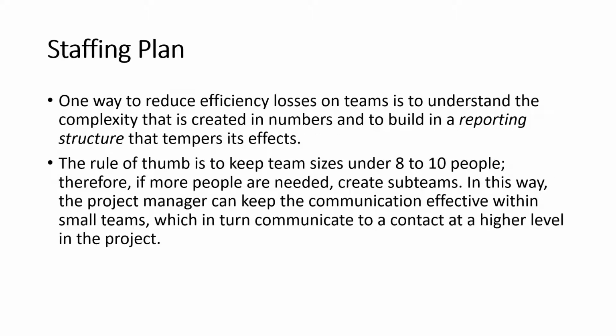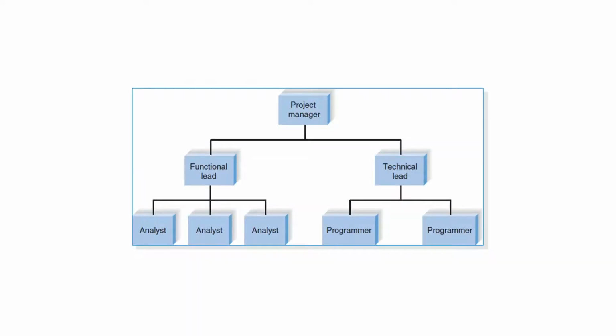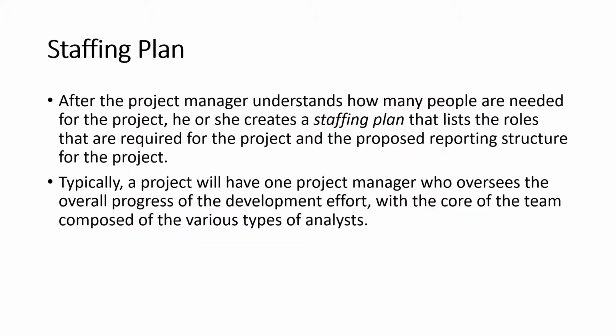One way to reduce efficiency loss on the team is to understand the complexity that is created by numbers and to build in a reporting structure that tempers its effect. The rule of thumb is to keep team sizes under 8 to 10 people. Therefore, if more people are needed, create sub-teams. In this way, the project manager can keep communication effective within small teams, which in turn communicate to the higher level of the project. So this is an example of a staffing structure.